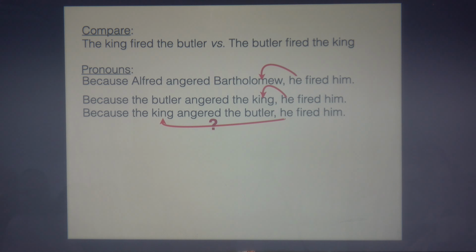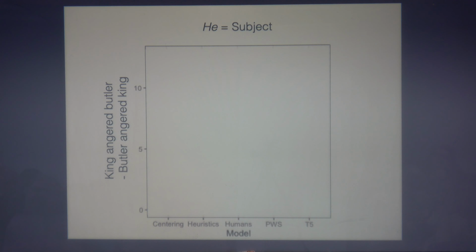Probably our intuitions are a bit weird there, right? But certainly it seems less obvious that "he" refers to the butler in that case, just because butlers don't fire kings. So we had 110 sentence pairs of this format, where it really matters which character is doing what. And we're just looking at how much that manipulation matters. Are people sensitive to that manipulation?